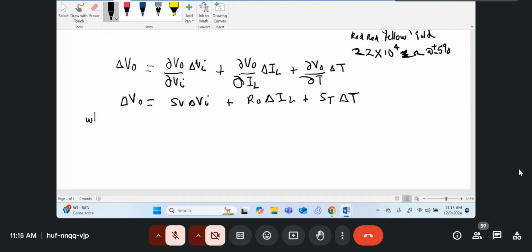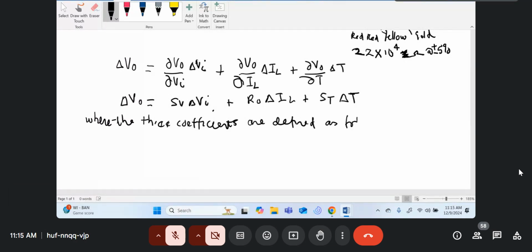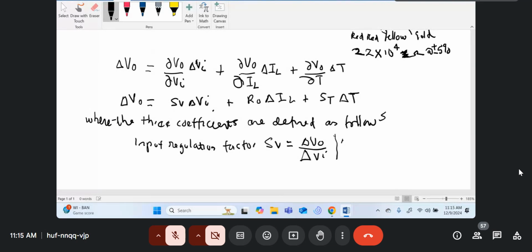We can say where the three coefficients are defined as follows. The input regulation factor, which is called SV, is equal to delta V naught over delta VI when delta IL and delta T are equal to 0.